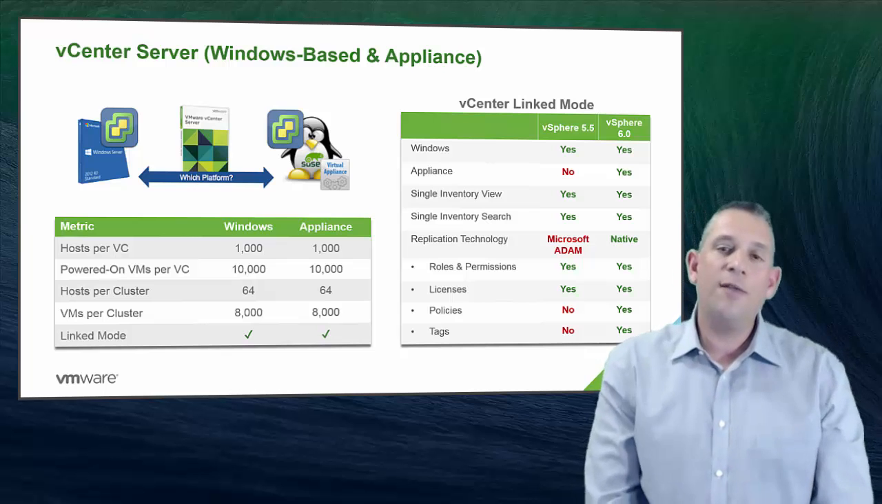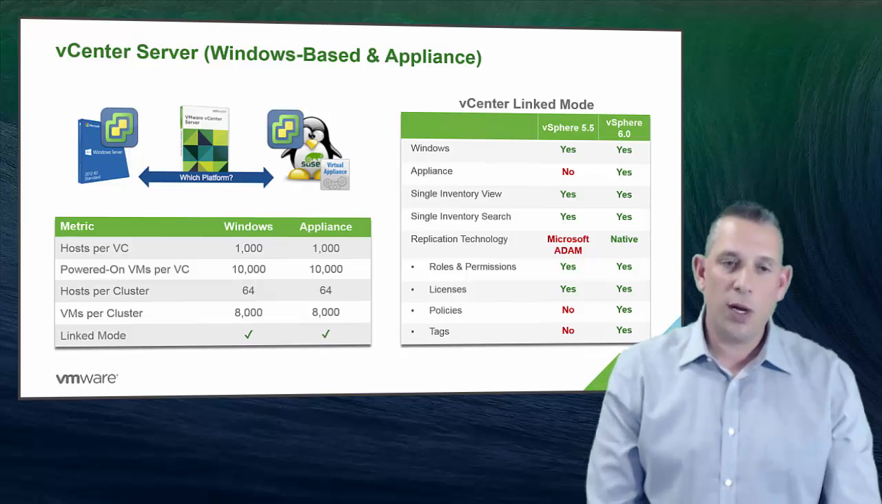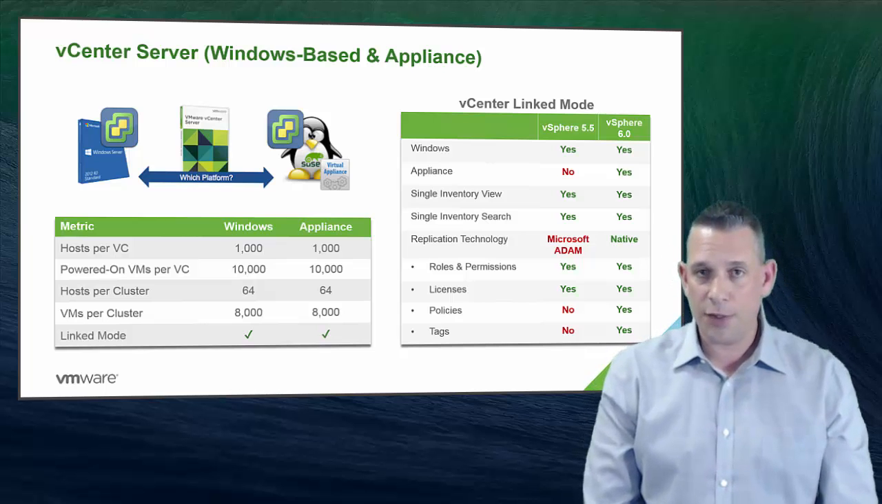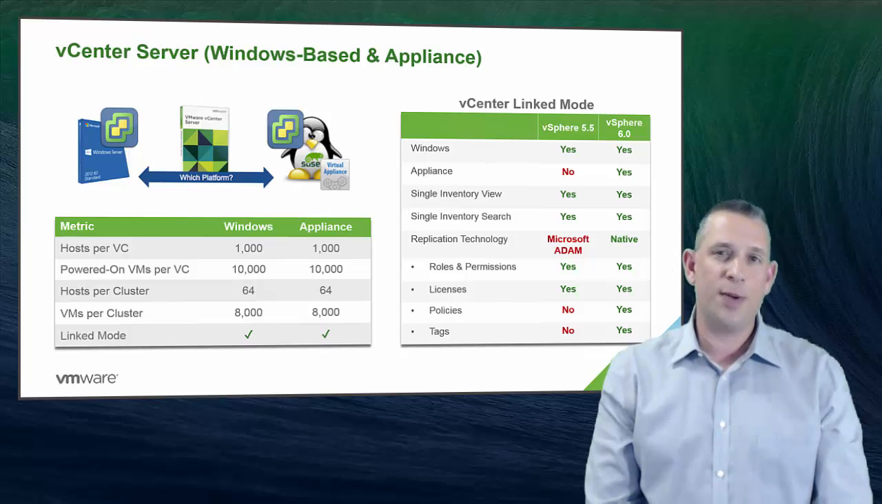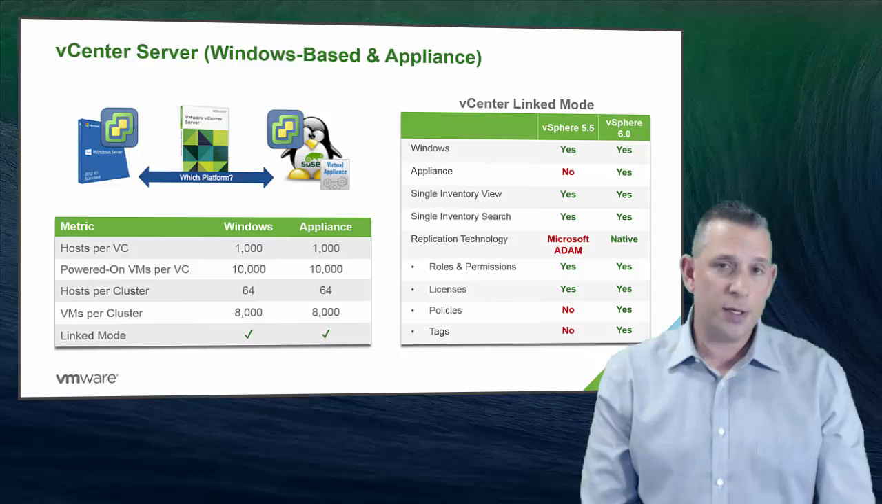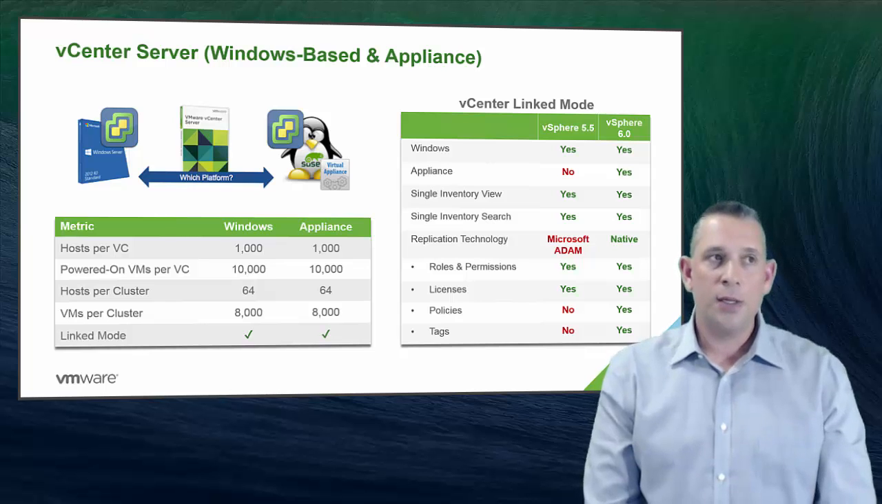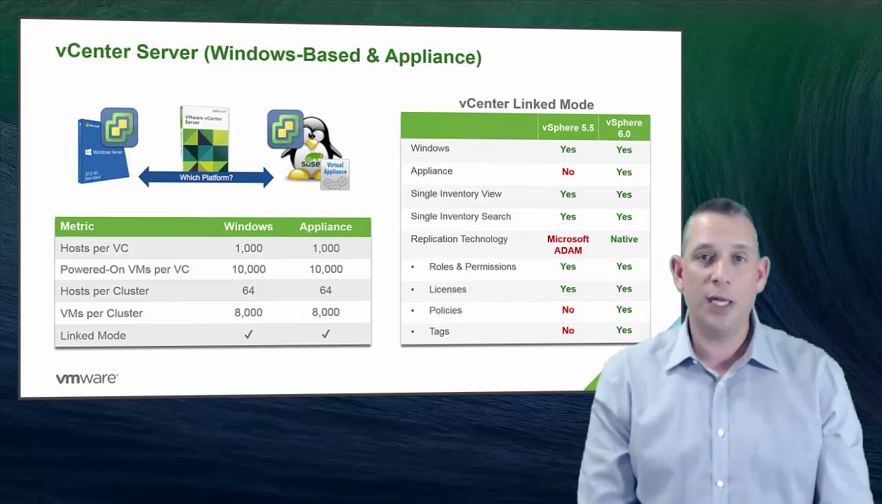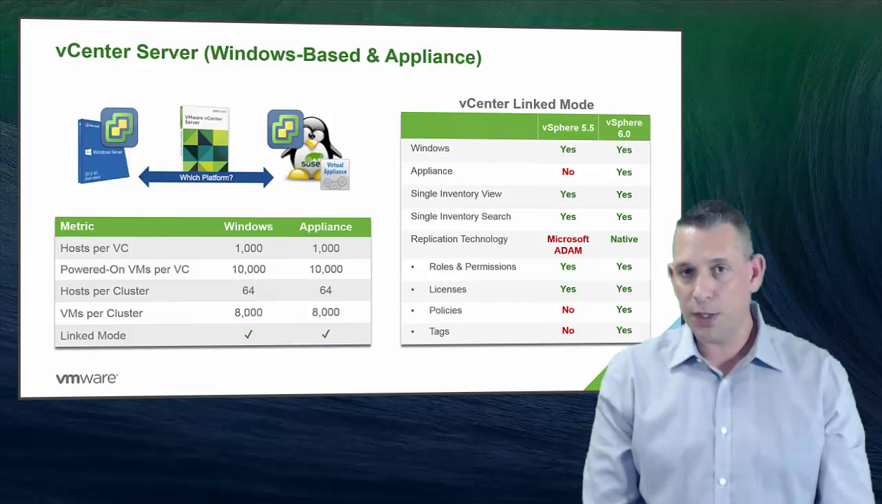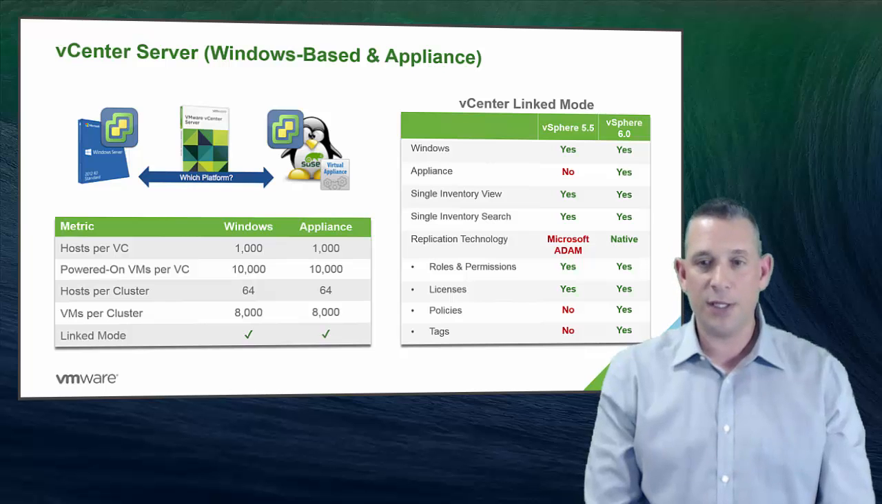Now we also have the vCenter linked mode. This was also in previous versions of vSphere. With linked mode, much like I was talking about with the Windows-based vCenter in comparison to the Appliance, there were some discrepancies on what you can do between the Appliance and the Windows-based vCenter server. As you see here with linked mode, we have much more capabilities in vSphere 6. Now the Appliance is capable of doing linked mode. This is something that you could only do with the Windows-based vCenter server previously.